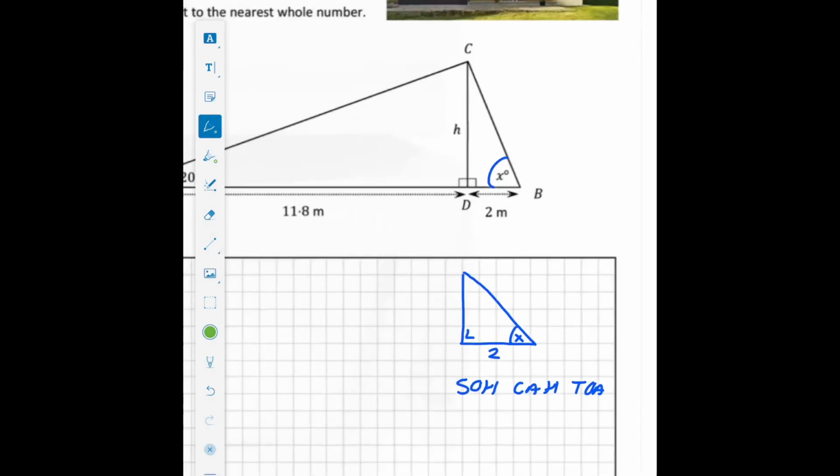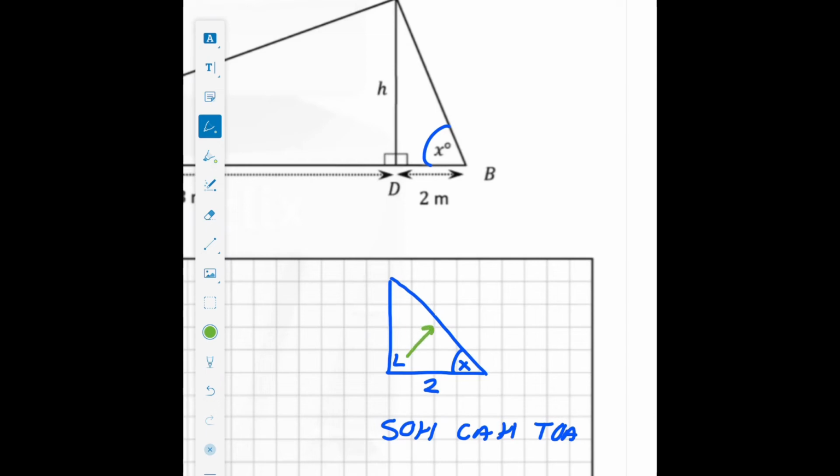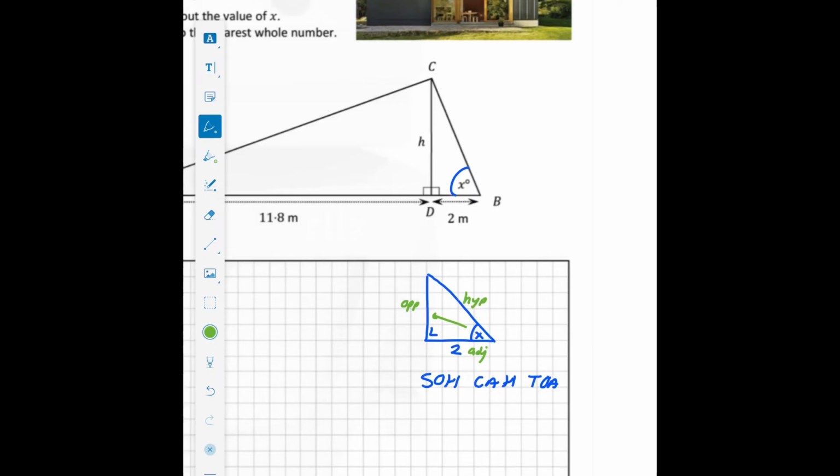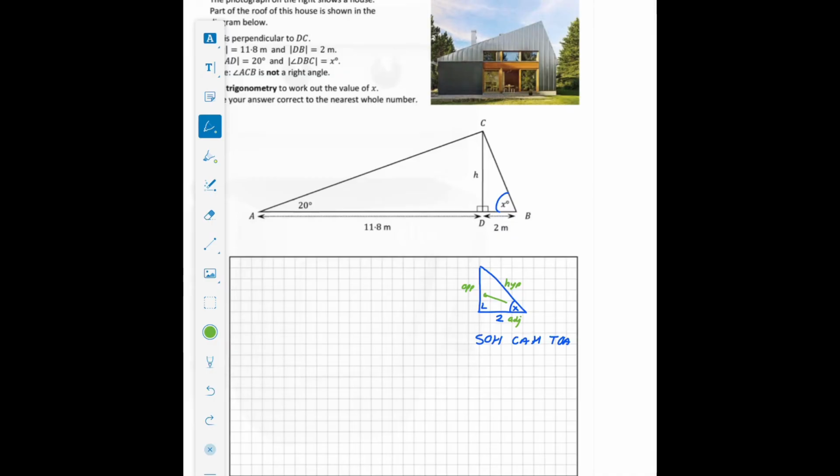I'm going to label my sides. So this here is opposite my right angle, so that's my hypotenuse. This is opposite my angle in question, so this will be opposite, and then this is adjacent. Okay, now I actually can't use any of these yet because I don't have enough information. So I know my adjacent, but to use any of these to find a missing angle, I need to know 2 things. I don't know it. So I'm going to go back up to the question.